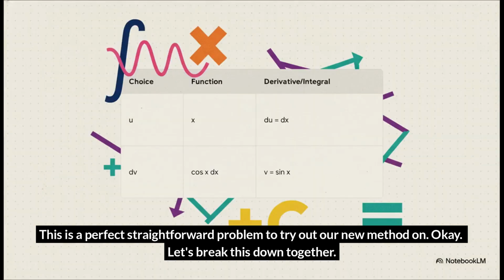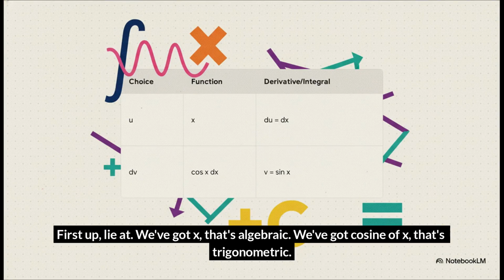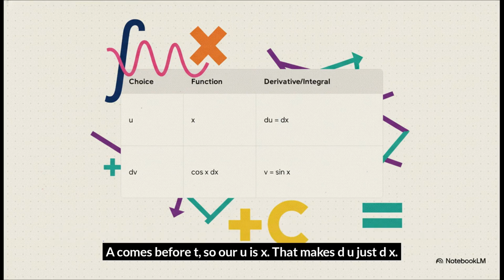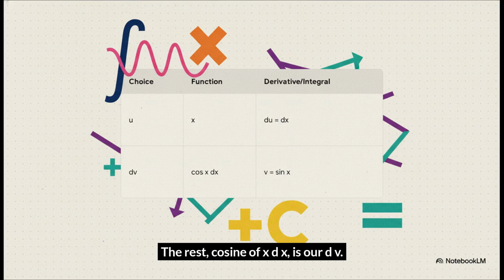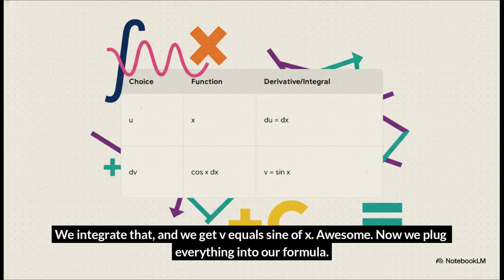Okay, let's break this down together. First up, LIATE. We've got x, that's algebraic. We've got cosine of x, that's trigonometric. A comes before T, so our u is x. That makes du just dx. The rest, cosine of x dx, is our dv. We integrate that, and we get v equals sine of x.